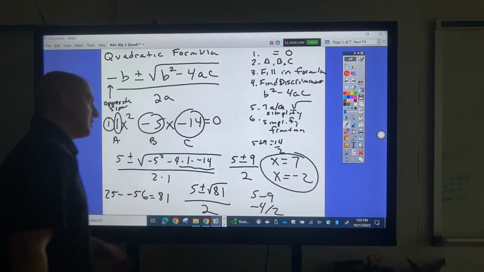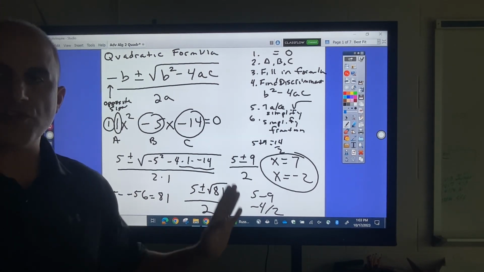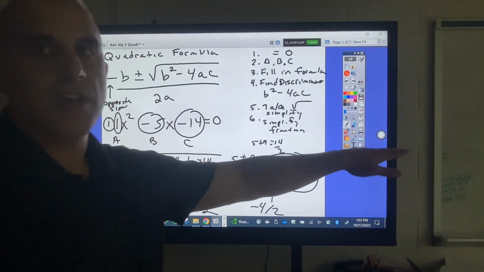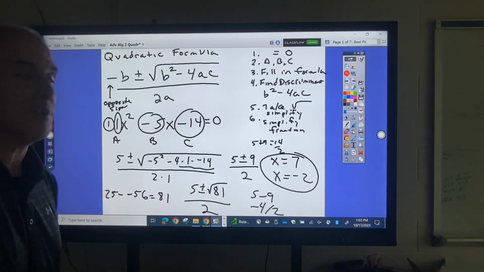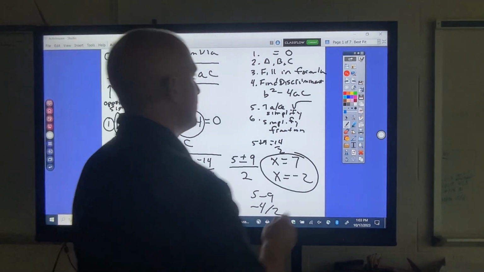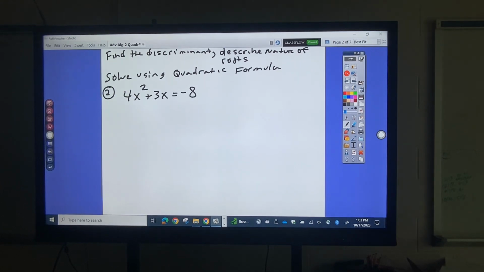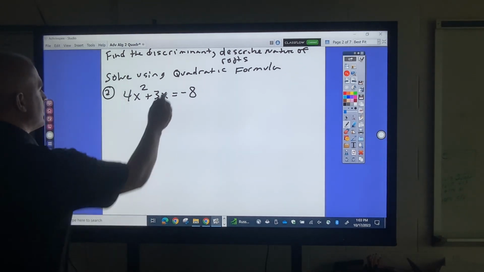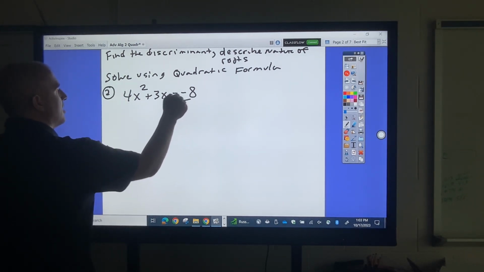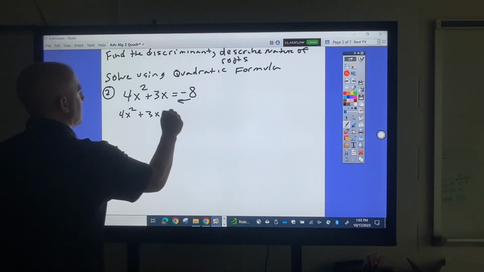Now, this is probably something you want to factor. The quadratic formula works for all quadratics. The question is whether you want to use the quadratic formula. If you can factor quickly, factoring usually is the better solution. Now, let's talk about this. Find the discriminant, describe the nature of the roots, solve using the quadratic formula. So this is set equal to 0, so I'm going to bring this 8 back through adding. So that'd be x squared plus 3x plus 8 equals 0.